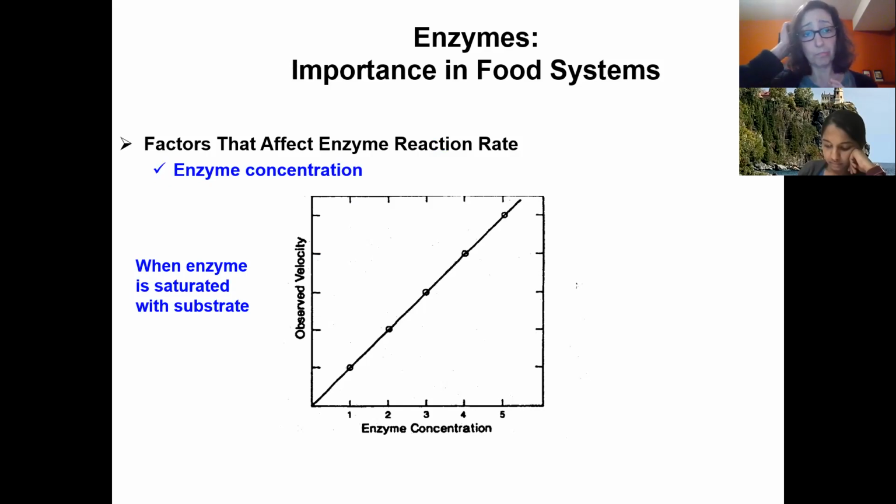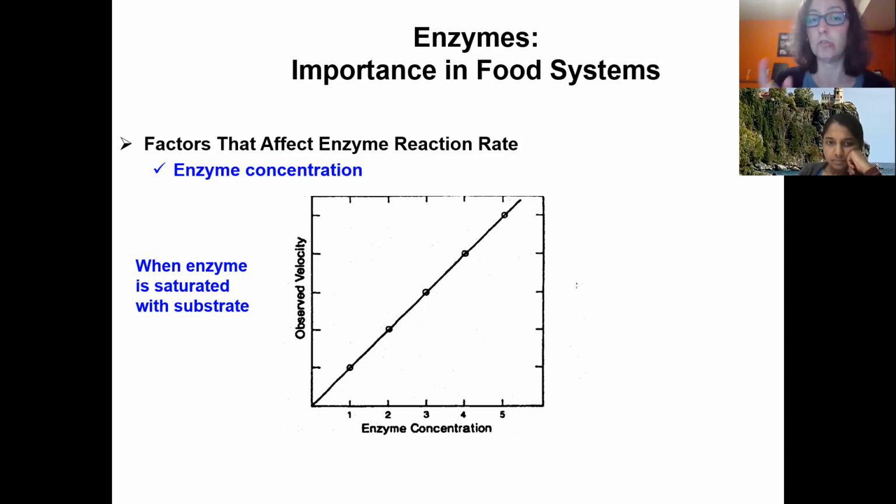Okay, so now the factors that affect the enzyme reaction at high concentration of substrate. When the substrate is saturating, the enzyme system is high in substrate, then as you increase the enzyme concentration, the velocity increases. So that becomes first order with respect to the enzyme.